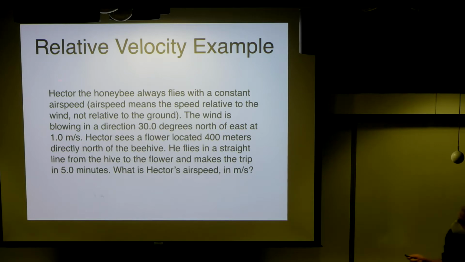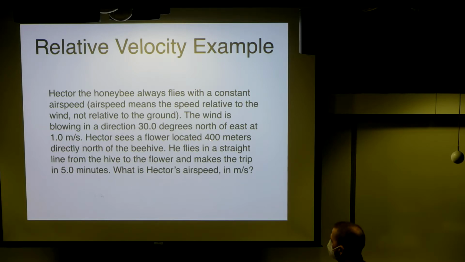So we have Hector the honeybee, who always flies with a constant airspeed. The airspeed, if you're talking about something that's flying like a plane or a bird or a bee, is the speed that they have relative to the wind, but not necessarily relative to the ground, okay? So let's say in this case the wind is blowing at 30 degrees north of east and the wind speed is 1 meter per second.